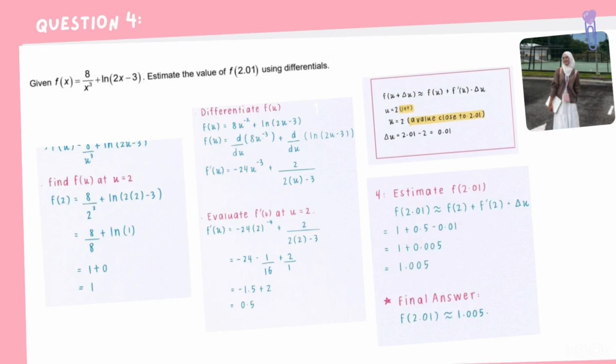For step 4, we have to evaluate f prime(u) at u equal to 2. f prime(2) equals minus 24 multiplied by 2 to the power of minus 4 plus 2 over 2 multiplied by 2 minus 3. And we got minus 24 multiplied by 1 over 16 plus 2 over 1, equals minus 1.5 plus 2, and we got 0.5. And for the last step, we have to estimate f(2.01).